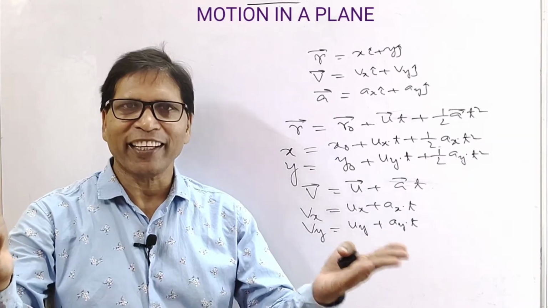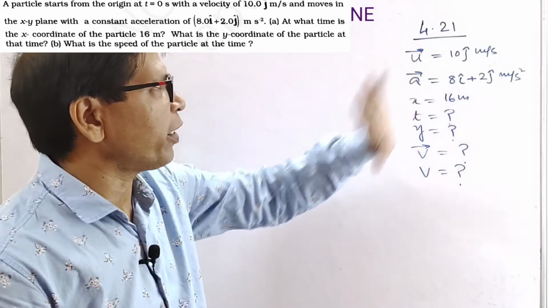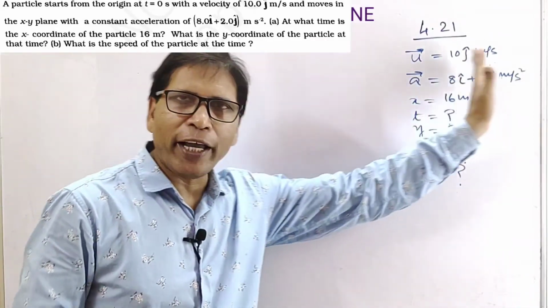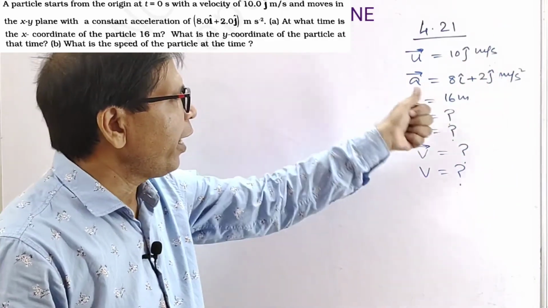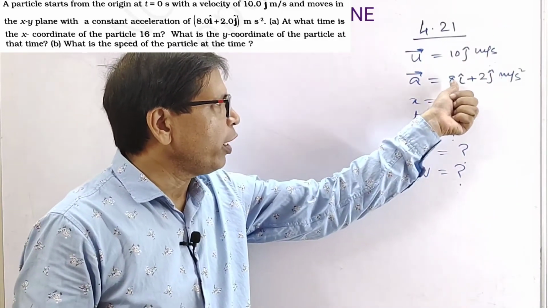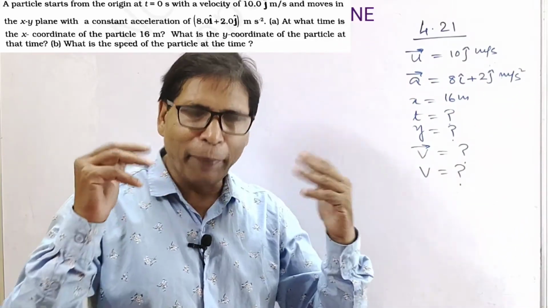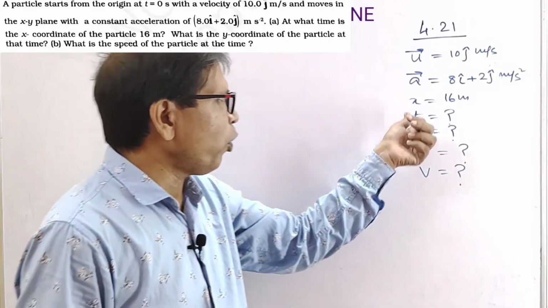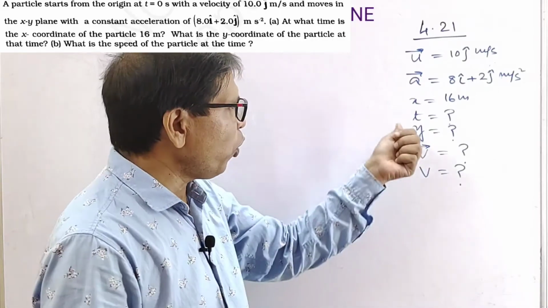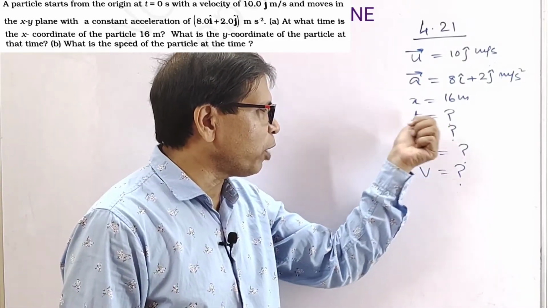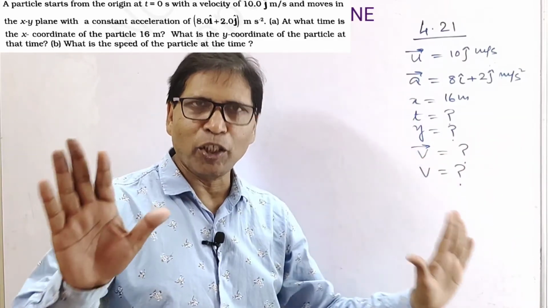Okay, now a numerical. This is a very important conceptual numerical. A particle moves along the xy plane with initial velocity 10 j cap meter per second and acceleration a equal to 8 i cap plus 2 j cap meter per second square. We have to calculate the time when the particle reaches x equals 16 meter. We also calculate the position of the particle along the y-axis, and the velocity vector and speed of the particle.